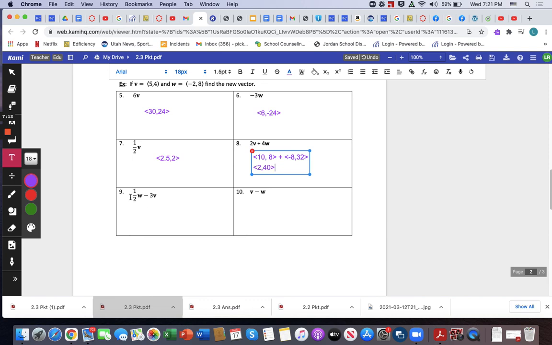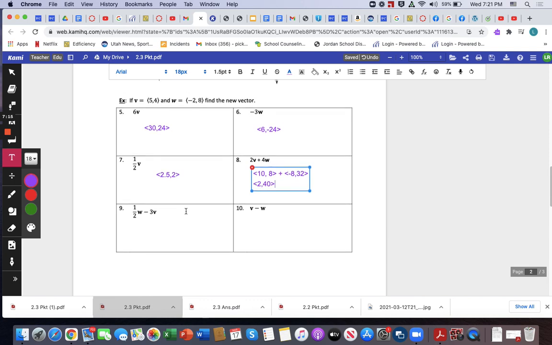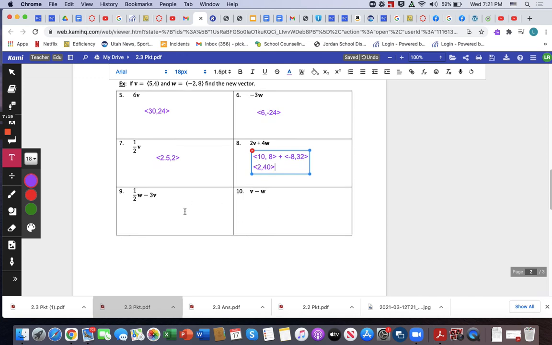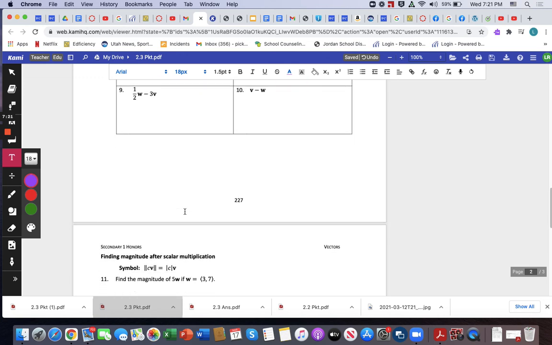Let's see, half w minus 3v. I think you can do the rest from here, students. I'll let you finish those two. Check in with me and then go ahead and do the worksheet.